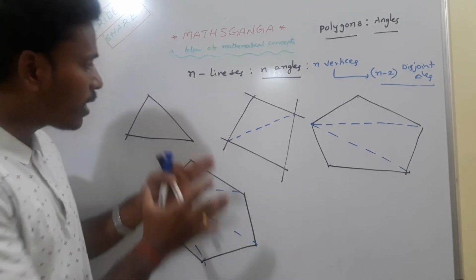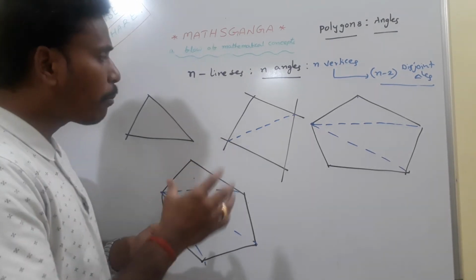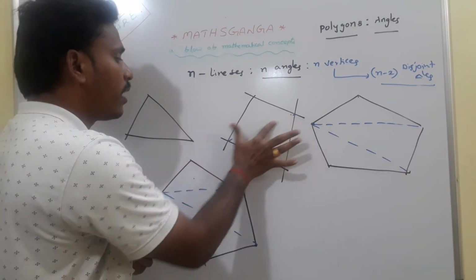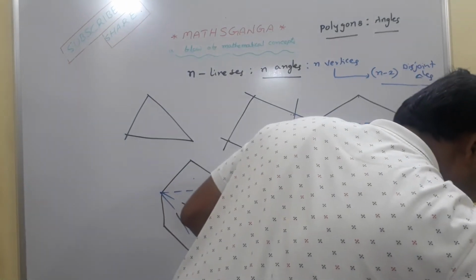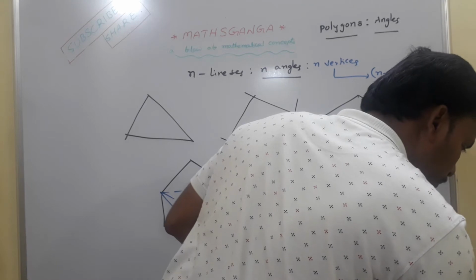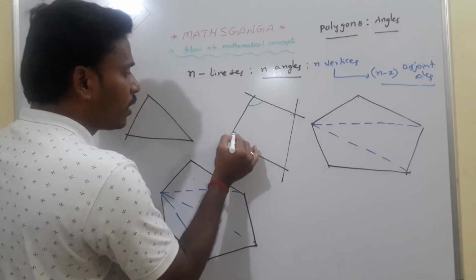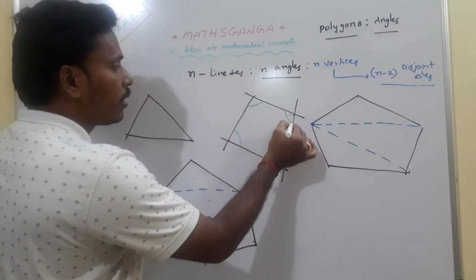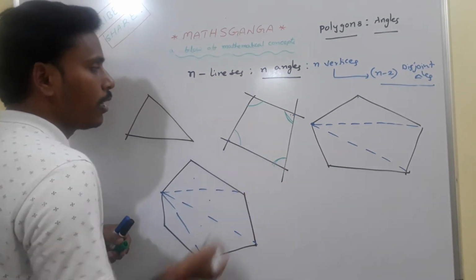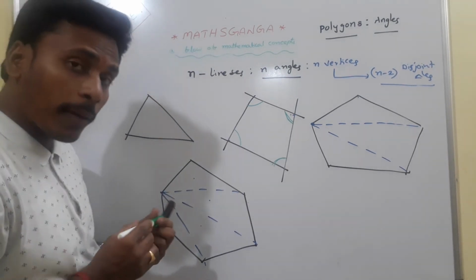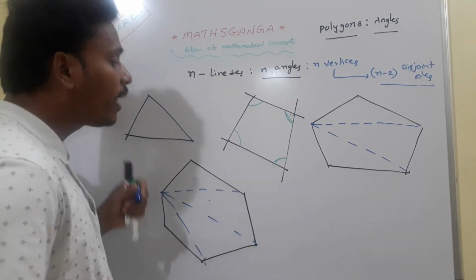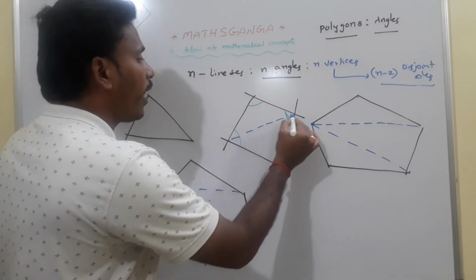Coming to the quadrilateral, this is one angle of the quadrilateral, this is another angle, this is one more angle and this is one more angle. To calculate the sum of these four angles in a quadrilateral, I will divide it into two disjoint triangles.